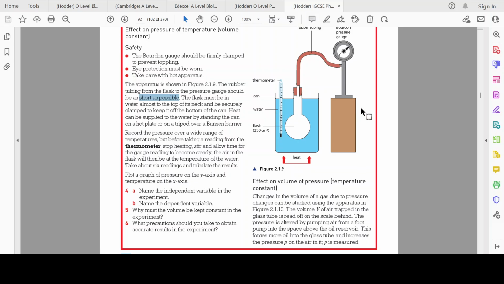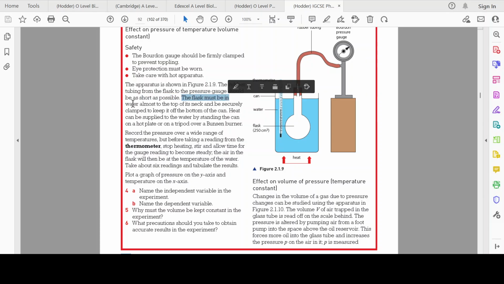Why should it be as short as possible? So that the air does not lose heat while moving to the pressure gauge. If it loses heat, it loses energy. If it loses energy, there's less force in the collisions of the particles. If there's less force in the collisions, there's less pressure. So even though the air would be under high pressure coming out of the flask, if the tubing is long, even slightly, it would affect the pressure reading in the gauge.